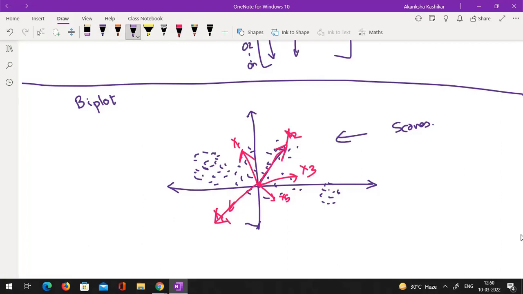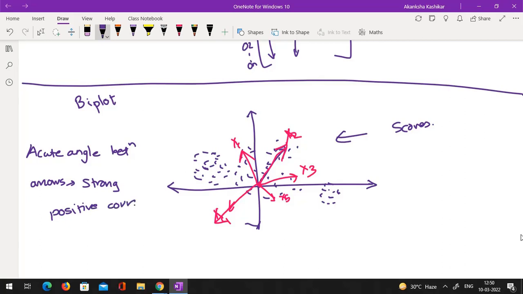Generally, an acute angle between arrows indicates strong positive correlation between the corresponding variables. Acute angles indicate strong positive correlations, and obtuse angles indicate strong negative correlation. Acute angle indicates strong positive correlation, obtuse angle indicates strong negative correlation, and an angle around 90 degrees indicates no correlation.